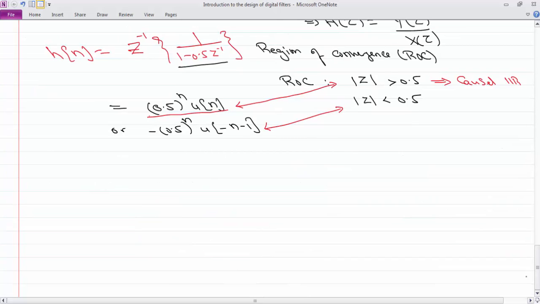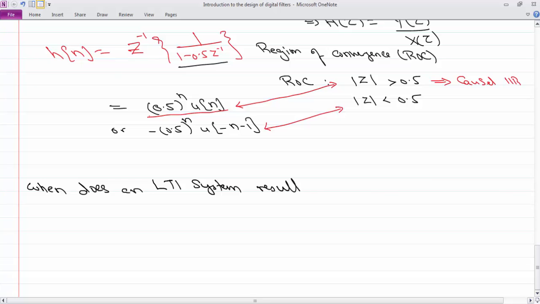So the general question we can ask is, since this was a special case, when does an LTI system result in its description being given by a difference equation?